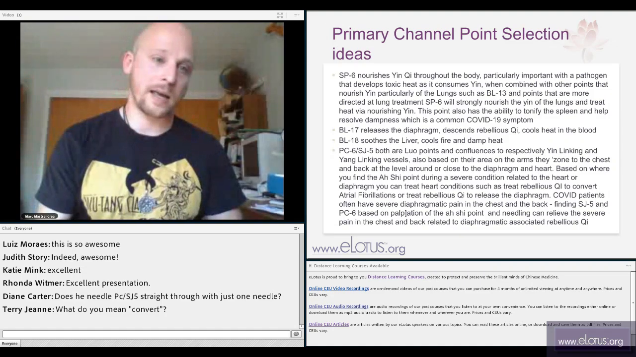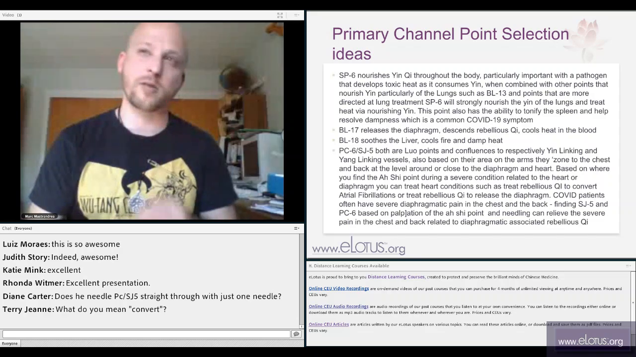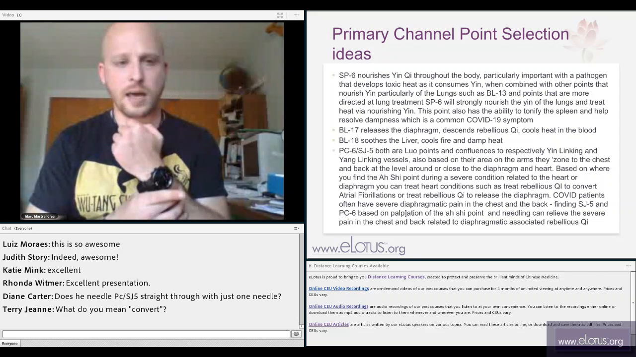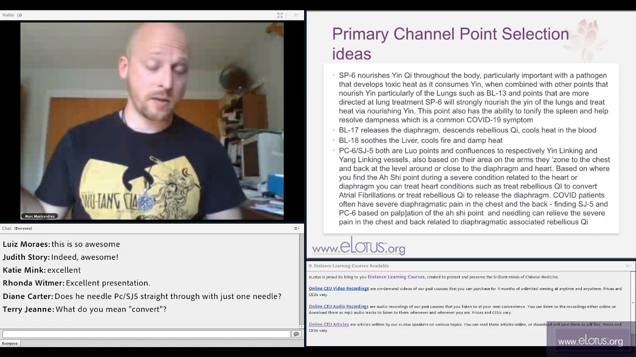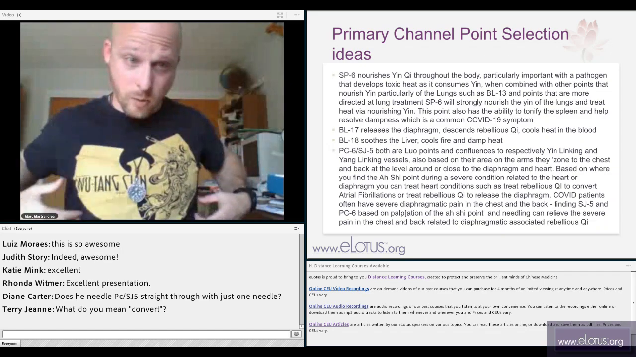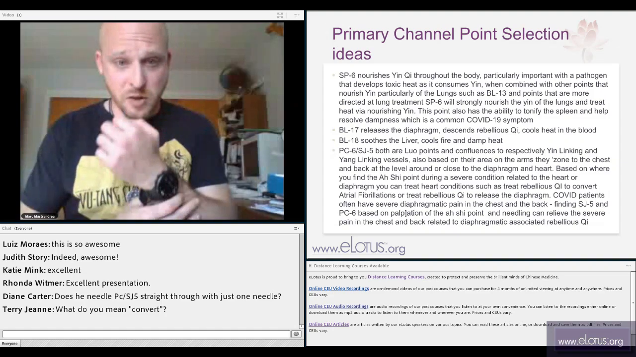I've used this in clinic. I put the two together one time in clinic because I was like, wait a second, how would this work? I tried it and I had very strong results the first time. So I've used it a lot with COVID patients who have diaphragmatic spasming. Why? Because it's in the same area and it's severe pain.